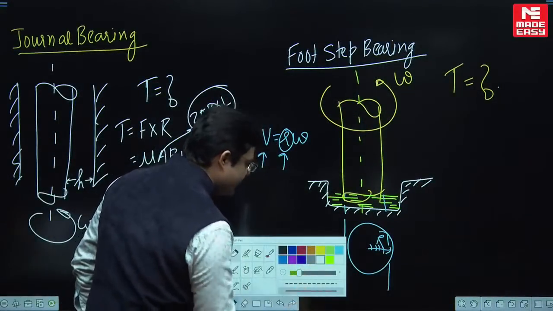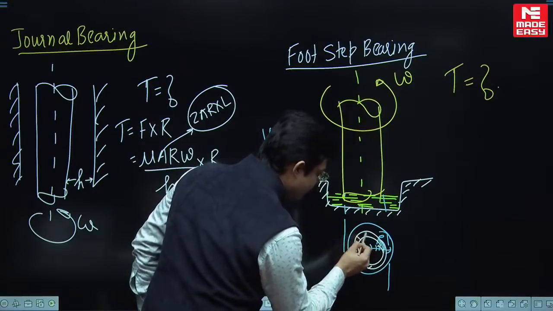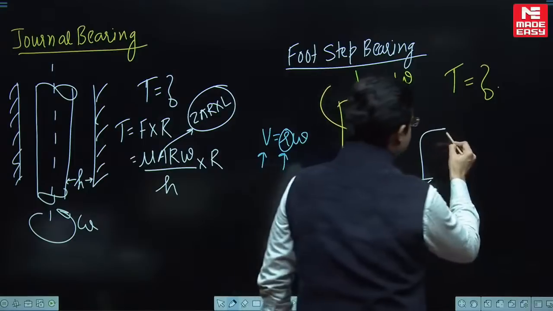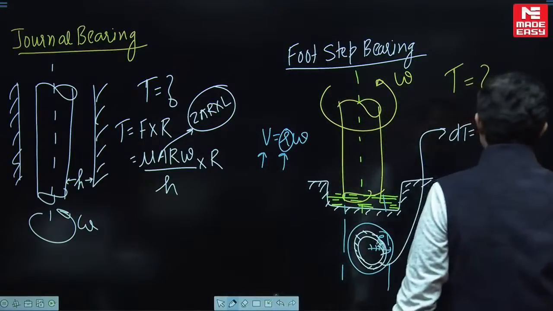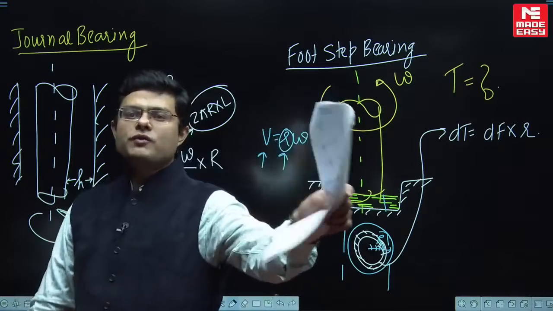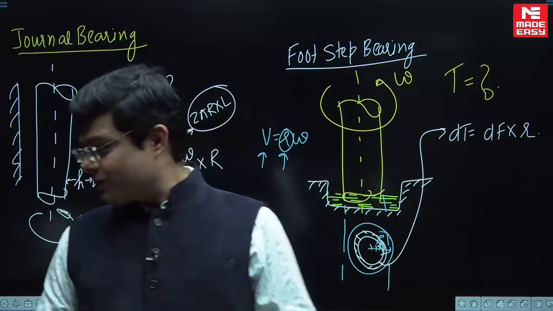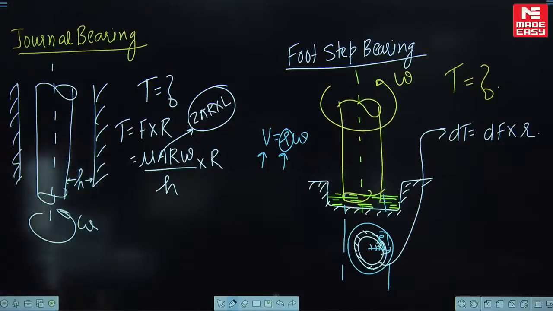Therefore what you will do is take a very small ring. For this small ring you will find a small torque. Small torque will be small force multiplied by radius. Small force will be mu into dA. Very important, you guys know the drill. So these are very important topics that all of you need to cover.